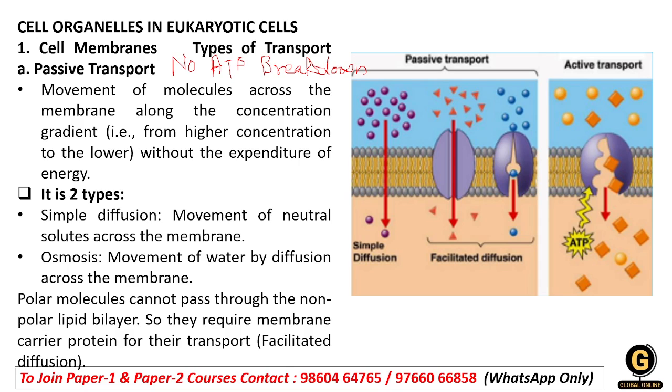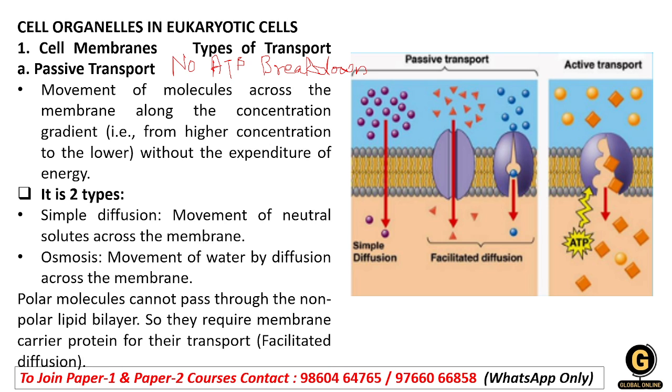Okay, what happened here? The molecules flow from the higher concentration to the lower concentration. The neutral solutes will enter through simple diffusion. There are two types. Where is passive transport seen? In diffusion and osmosis. What happens in simple diffusion, students? Movement of the neutral solutes across the membrane, and osmosis is movement of water by diffusion across the membrane. Please remember that passive is nothing but the diffusion process.